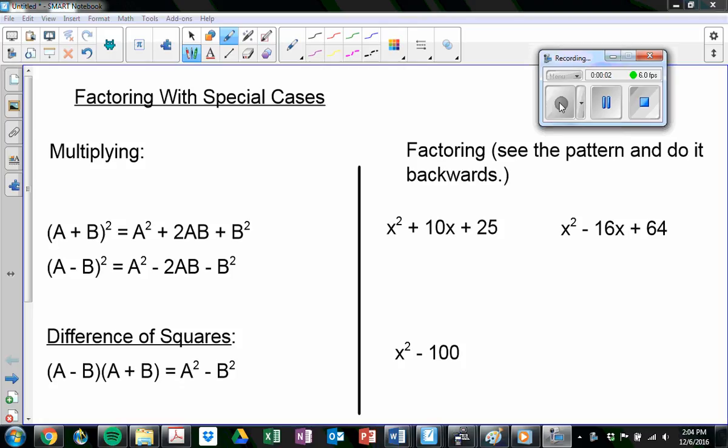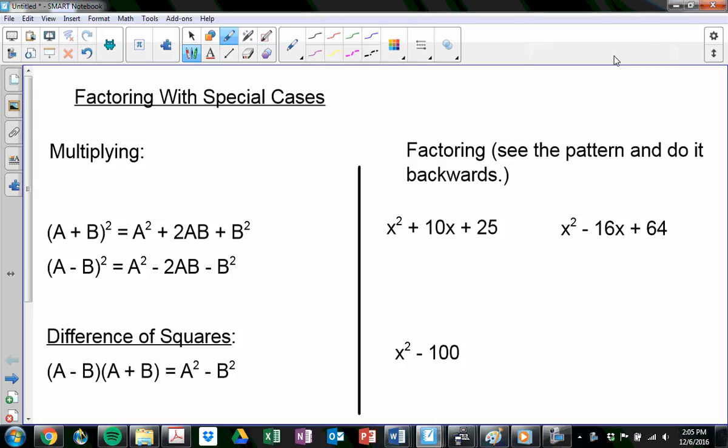Today we'll be talking about factoring with special cases. It's still just factoring. The stuff you learned before doesn't change, only now we can find shortcuts. And basically we might as well call this factoring with shortcuts. Recognize that factoring is just doing multiplication backwards.